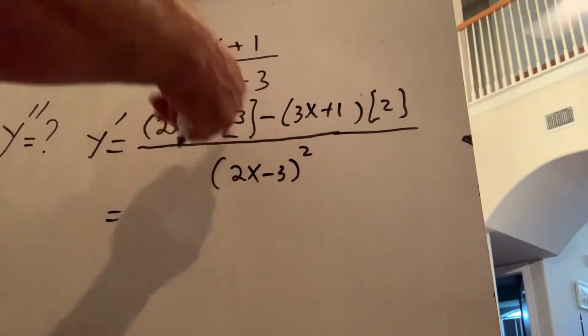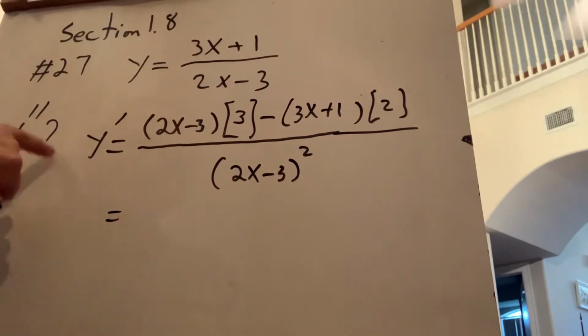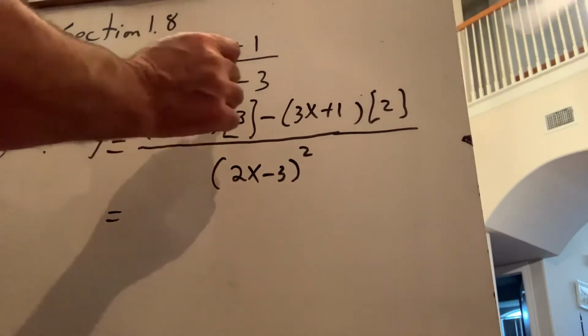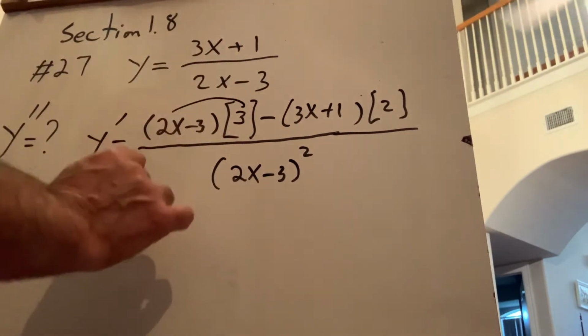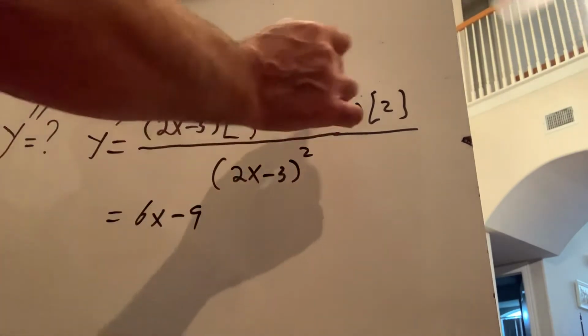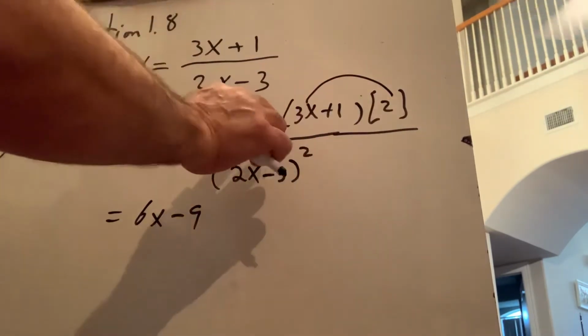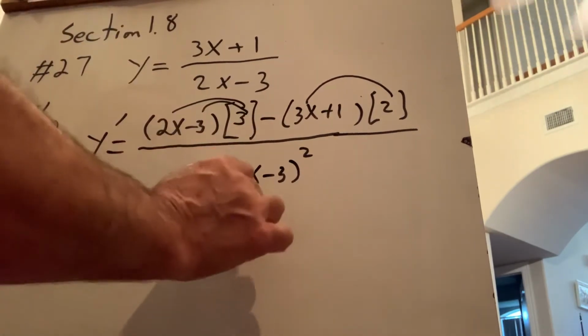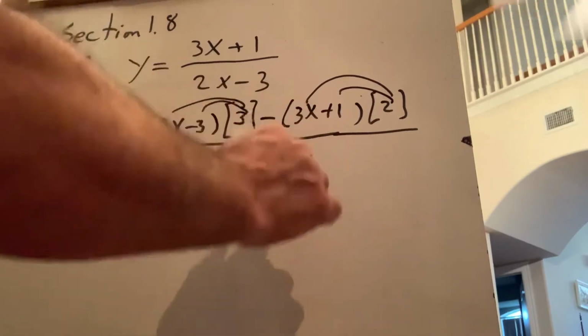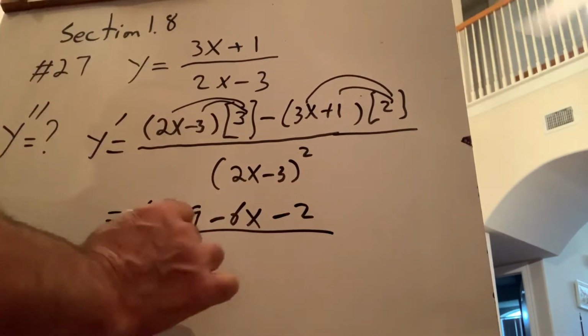Now if they wanted the first derivative, of course, you'd be done. But you still want to do some algebra here. They do want the second derivative, so I suggest you do some algebra to clear things up. I'm going to distribute the 3. 3 times 2x becomes 6x. 3 times negative 3 becomes minus 9. 2 times 3x becomes 6x, with that negative makes it a minus 6x. And 2 times 1 becomes 2, with that minus makes it a minus 2. But again, all over the bottom squared.